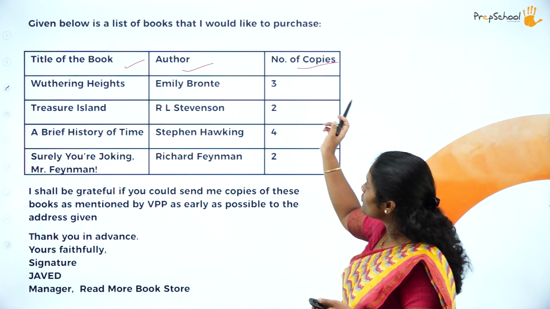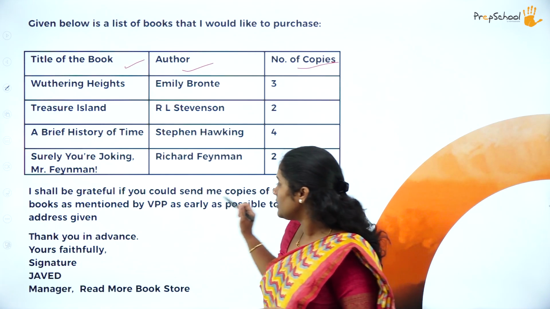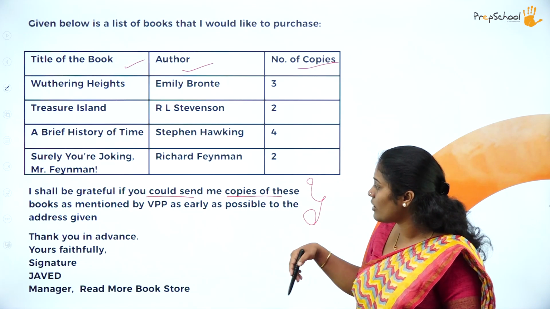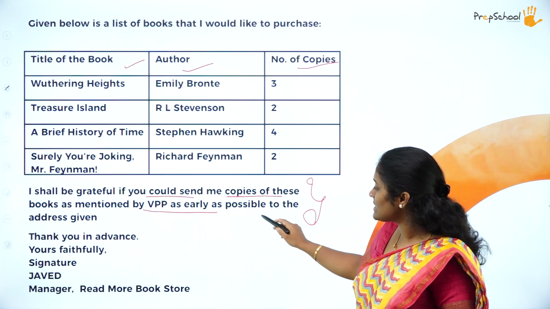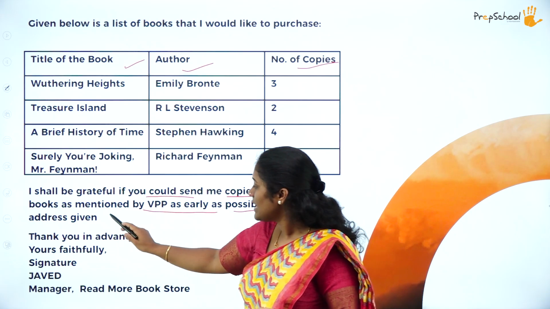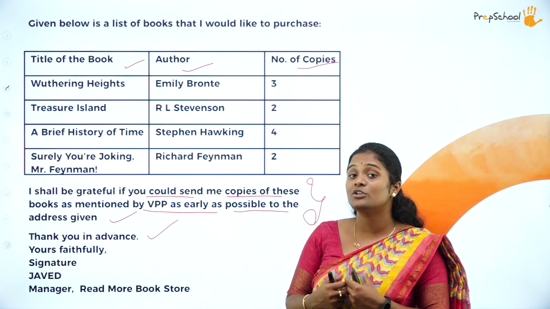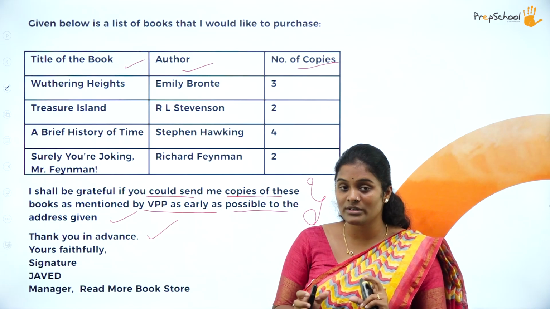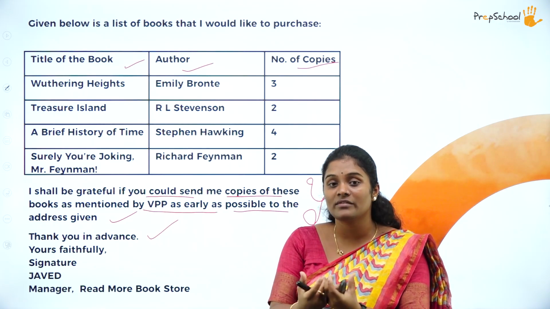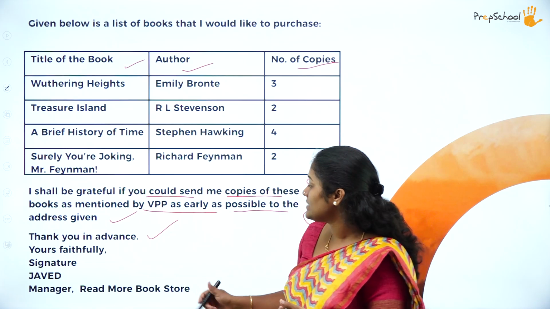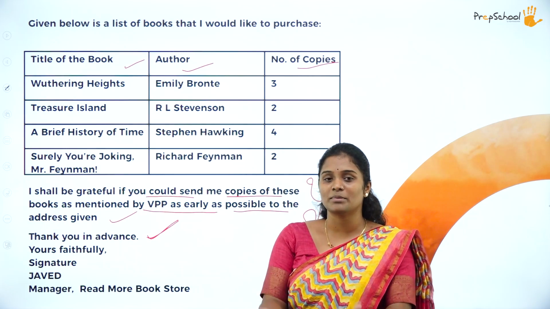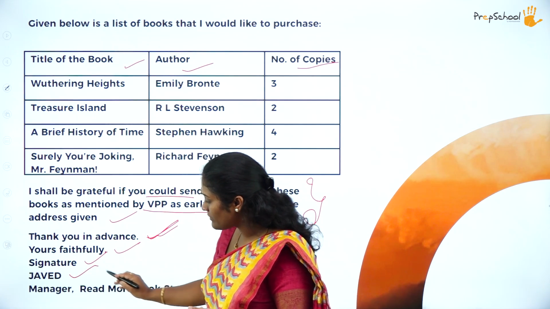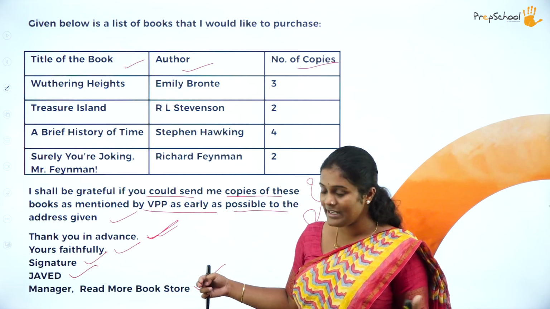Okay, so given below is a list of books that I would like to purchase, and you'll be grateful, express your gratefulness. I shall be grateful if you could send me the copies of these books mentioned by VPP as early as possible to the address given. Then thanking in advance, because if only this was the end of your letter and you're done with it, you would have said thank you and everything, but they have asked for another favor, another exchange of things, right? So hence, thank you in advance. It is obvious that the person is going to send you the books. So thank you in advance. Yours faithfully. Signature, Javed, and what is his position that comes at the end.